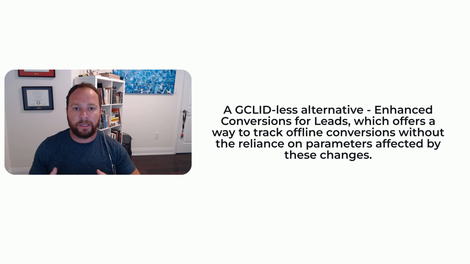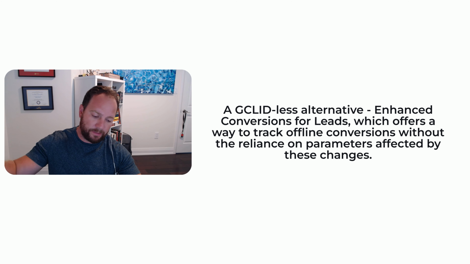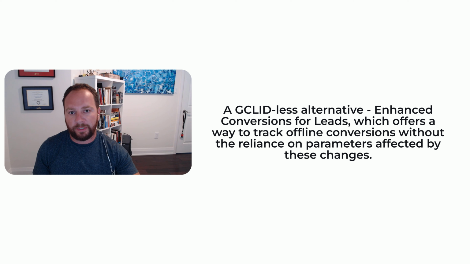Okay? So I've written about this in more detail, but in this tutorial, we'll delve into a GCLID-less alternative from Google called Enhanced Conversions for Leads. This offers a way to track offline conversions without the reliance on parameters affected by the changes that I mentioned. So Safari ITP and Firefox ETP, as well as the most recent iOS changes.